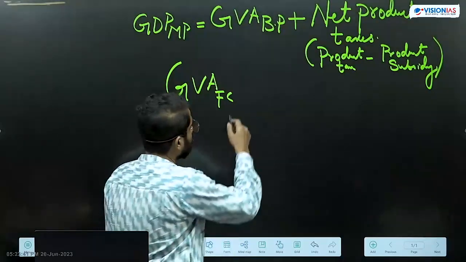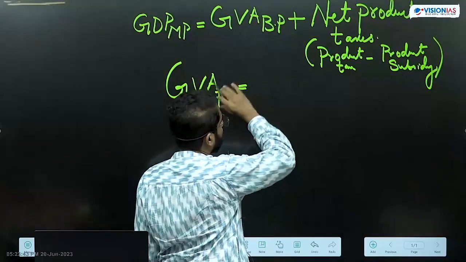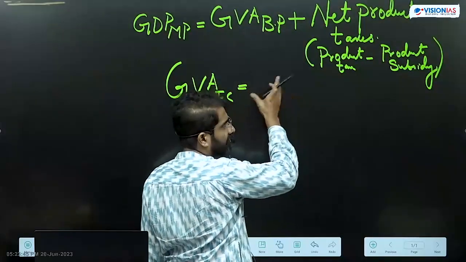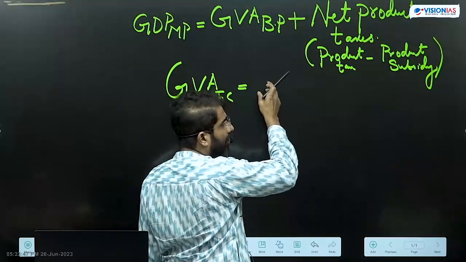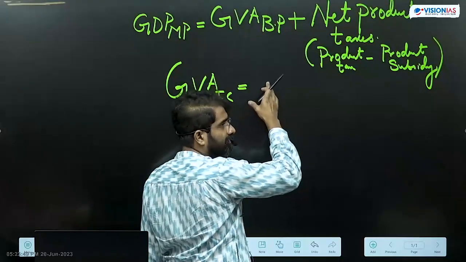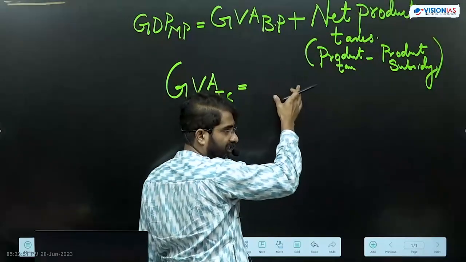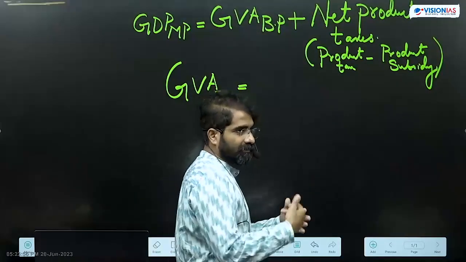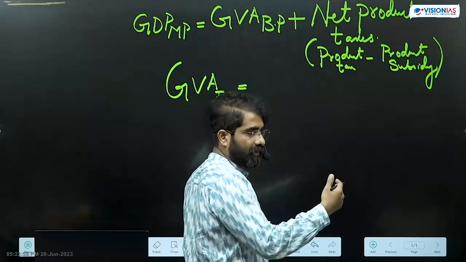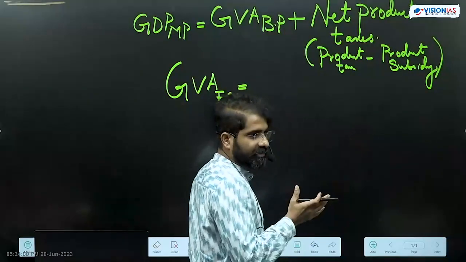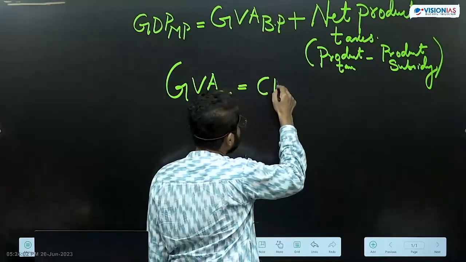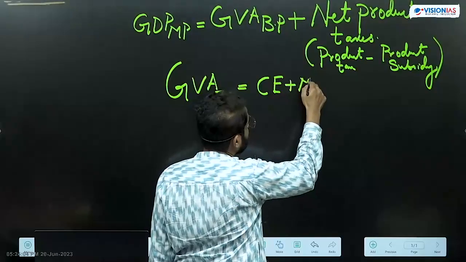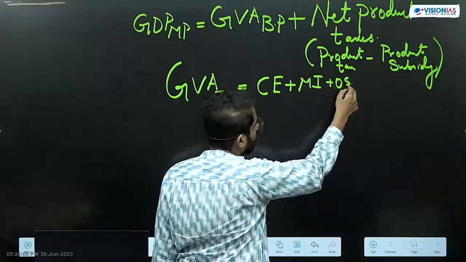Now, if I have production, this can also be written as that value, GVA, which is nothing but equal to the cost of factors of production. Somebody's production is equal to somebody's income. You're producing something and it is getting converted into income, and that income is getting converted into expenditure. That is the reason we are writing it as CE plus MI plus OS.